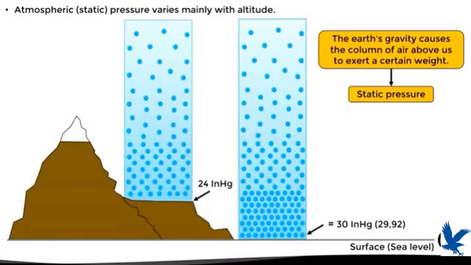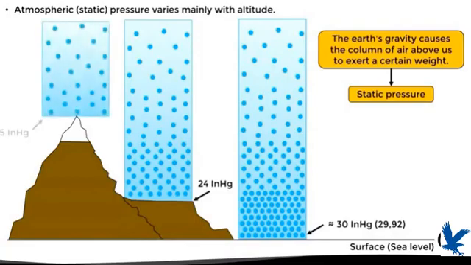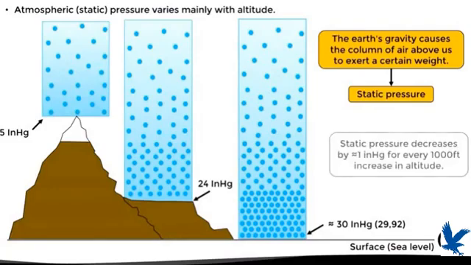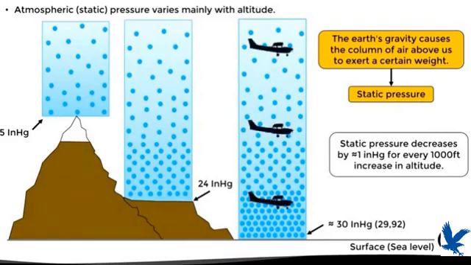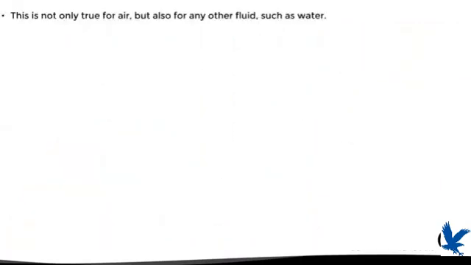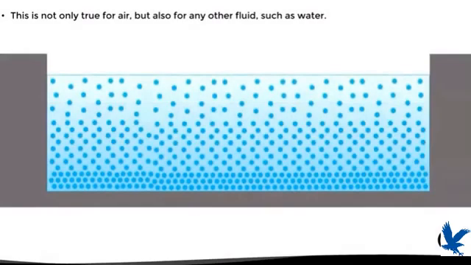Now, if we continue climbing the mountain, we can see that the static pressure decreases more and more. At the top, for example, we can measure a pressure of 15 inches of mercury, just because we have less air above us. In general terms, we can say that the static pressure is reduced by 1 inch of mercury for every 1,000 feet of altitude increase. Which means that an aircraft flying at low altitudes will experience a higher static pressure than one that is flying higher. And this phenomenon not only occurs with air, but also with any other fluid, such as water.